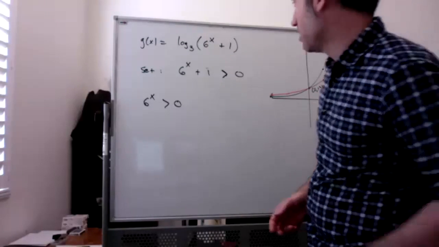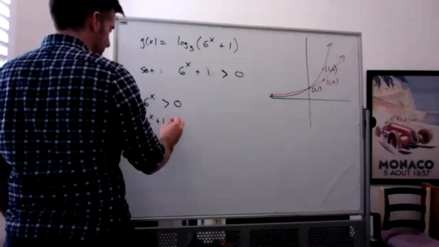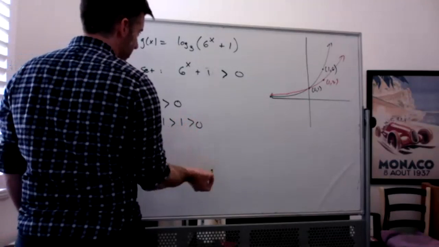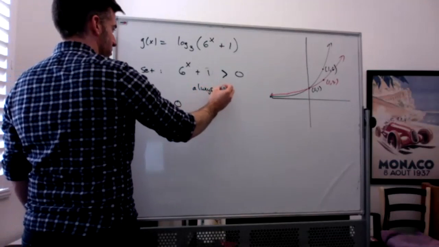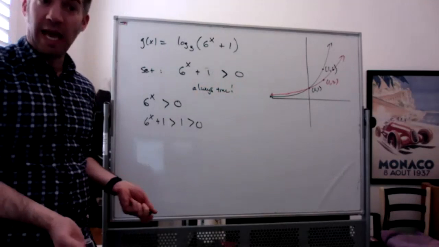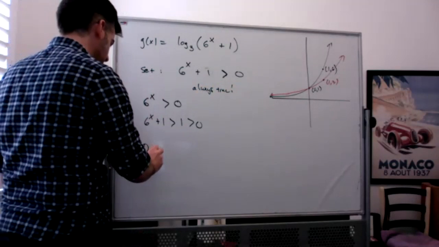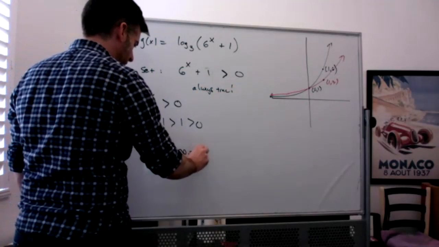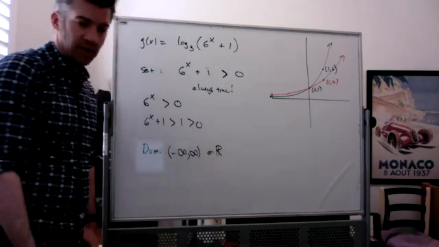And so if 6 to the x is always greater than 0, then 6 to the x plus 1 is greater than 0 plus 1, which is definitely greater than 0. So this is always true, which means it doesn't matter what x is. x can be anything, and this still works. So that means our domain is everything. You can either write the interval from negative infinity to infinity, or you could write the set of all real numbers. Either way would be fine.